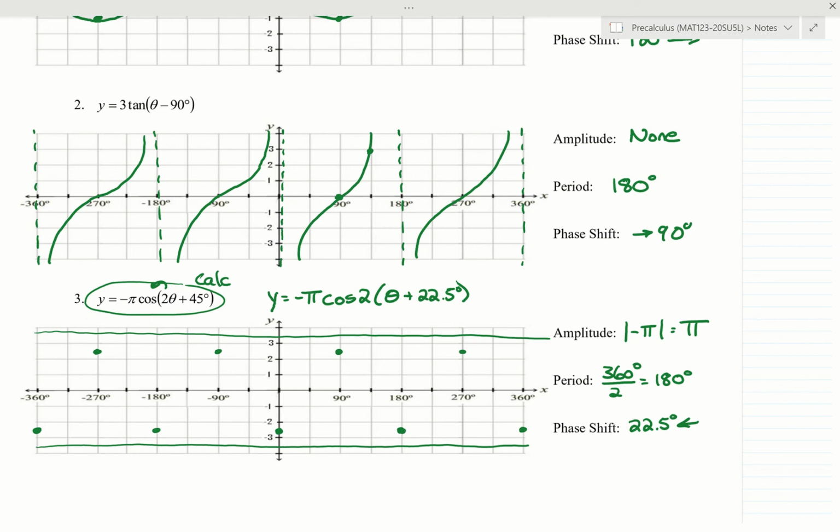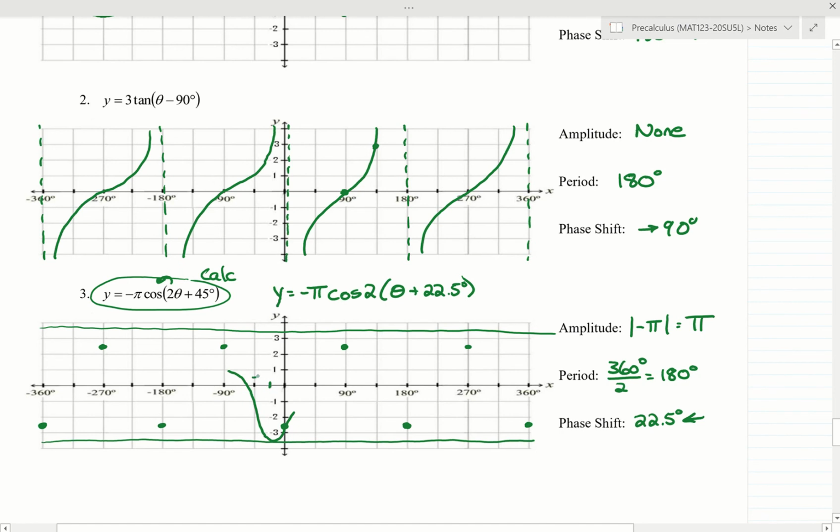So our graph, normally cosine looks like this, right? But because it's flipped upside down, it'll look like this. If it's moved 22.5 degrees to the left, it'll look like that and then stretched out. So I would expect at negative 22.5 degrees, it'll be pi. Let's see if that's what happens. Negative 22.5, I'll store for a, and I do get negative pi.